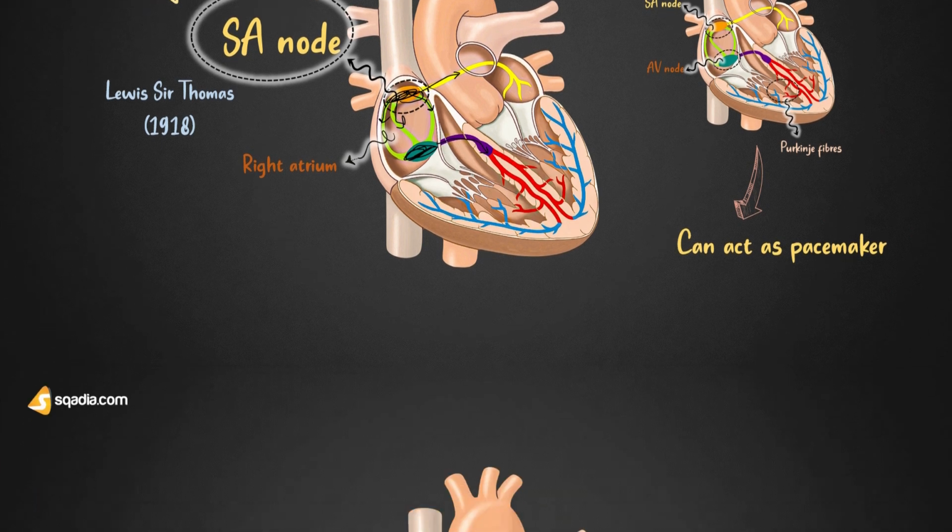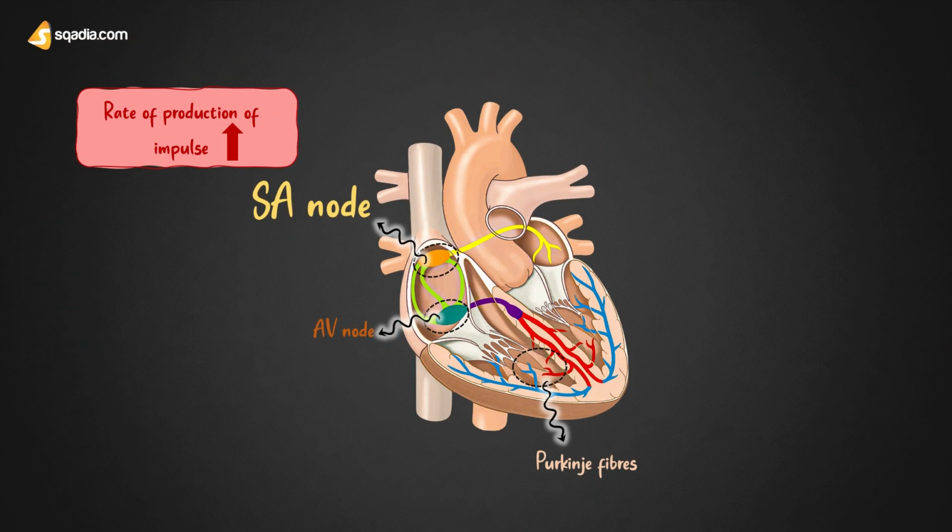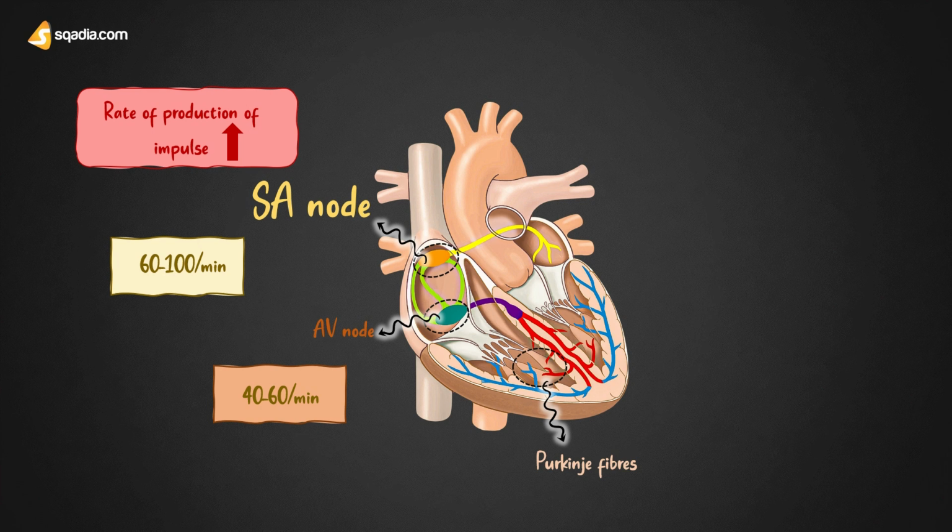Well, it is because the rate of production of impulse rhythmicity is more in the SA node than in other parts of the heart. It is about 60 to 100 beats per minute, whereas the rhythmicity of other parts of the human heart is 40 to 60 per minute in the AV node, and 35 to 40 per minute in Purkinje fibers. That means if only the AV node is generating impulses, the heart rate will be 40 to 60 beats per minute. And if it is generated by Purkinje fibers only, the heart rate will be even slower, that is 35 to 40 beats per minute.